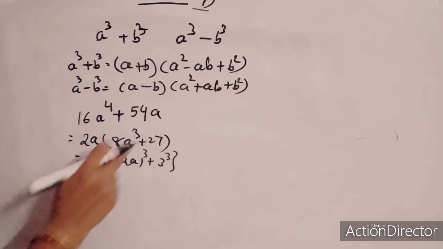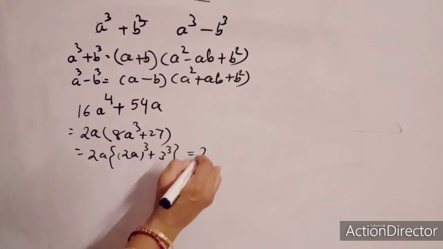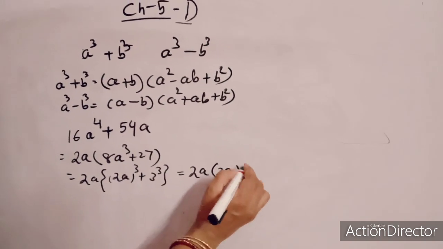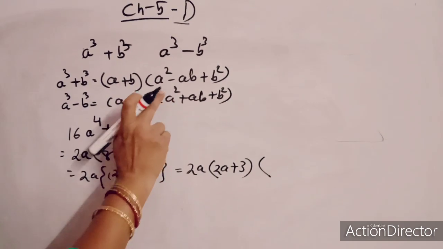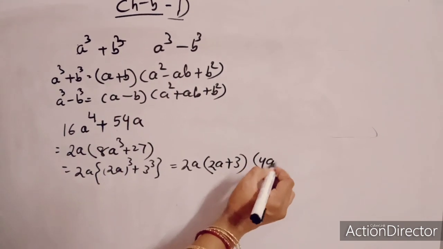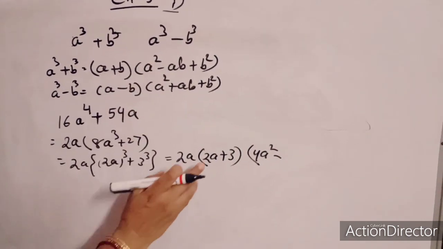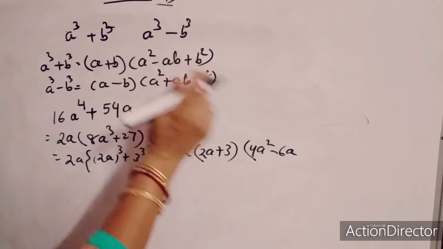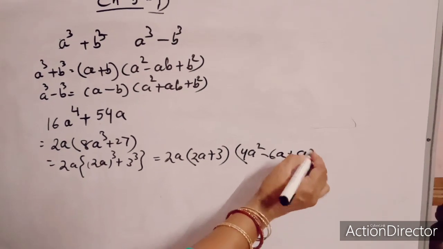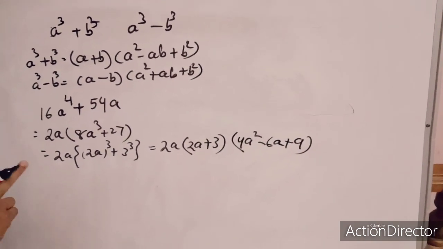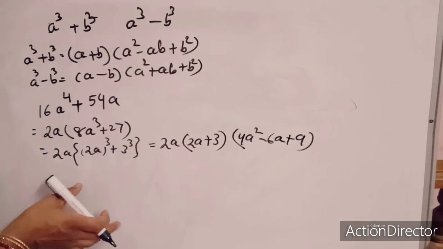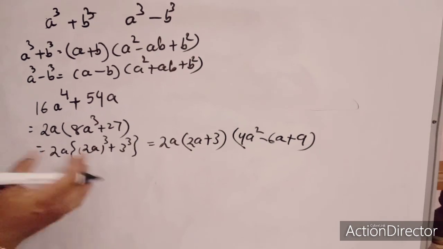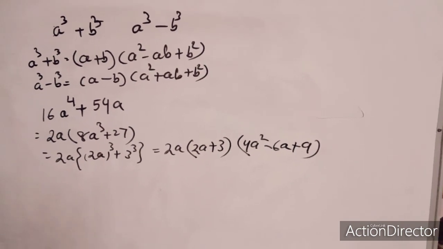Now it is easier to use this identity. So 2a into (a plus b) means 2a plus 3. Second one, a square means 4a square, minus ab. Minus ab means minus 6a, then plus b square means 9. Okay, so I gave you one example. The rest of the related questions from your exercise I will solve in the next video. Okay, thank you.